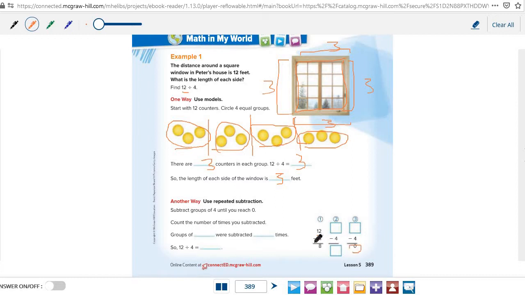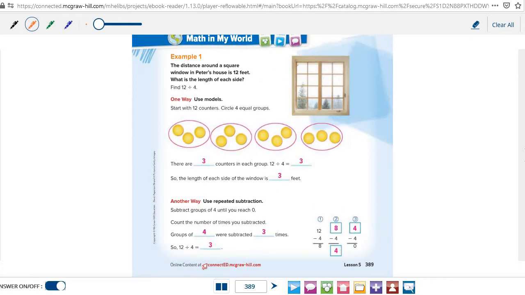So 12 minus 4 equals 8. And now 8 minus 4 equals 4. Then 4 minus 4 equals 0. Since we reach 0, we will stop. Let's see how many times we subtract 4. 1, 2, and 3. So 12 divided by 4 equals 3. And groups of 4 were subtracted 3 times. Now, please grade 3, be sure to write these answers in your book, page number 389.